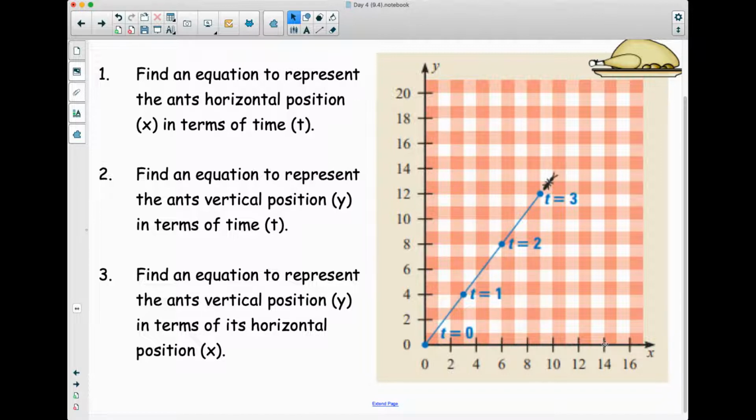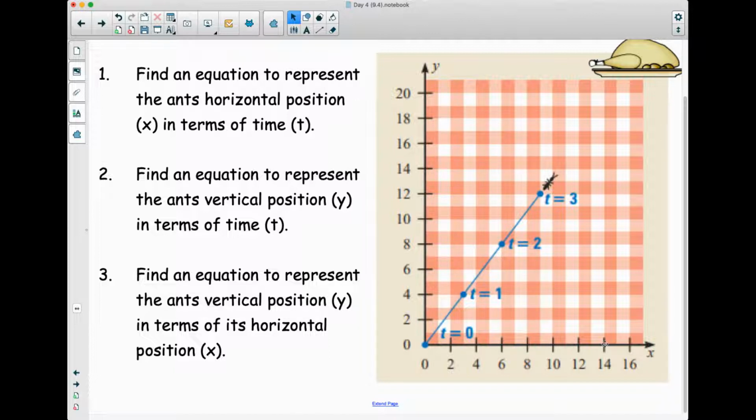Okay, who thinks they have the equation for the first one? I don't know an equation, but I have 3. Okay, 3, you're on the right track. Is it x equals 3t?